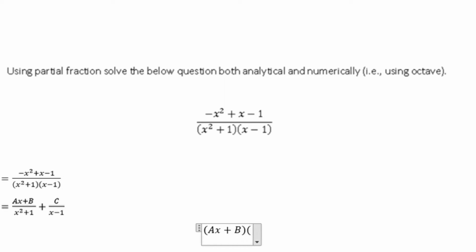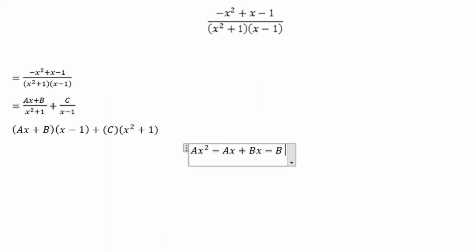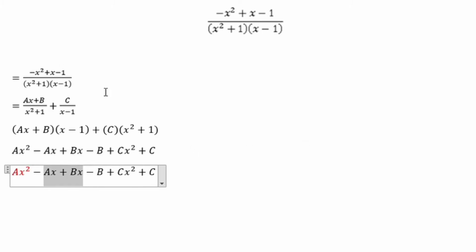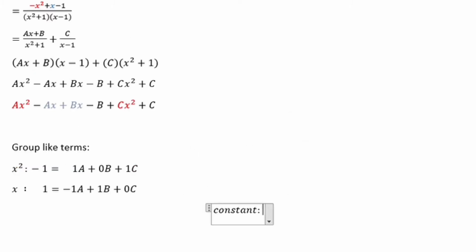Next is to cross multiply. If you cross multiply, you will be left with like terms which can be easily grouped together. Notice for x squared on the main equation, we have minus 1x squared. In the partial fraction cross multiplied equation, we have Ax squared plus Cx squared and 0 Bx squared. Do the same thing for x to the power of 1 and for the constant.